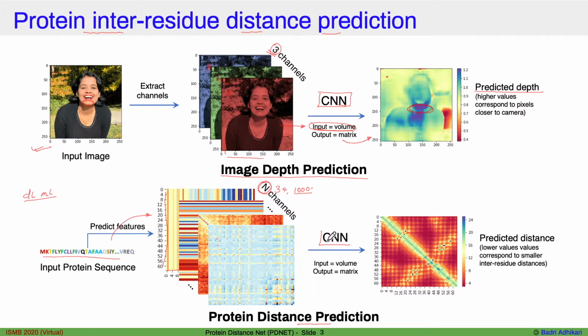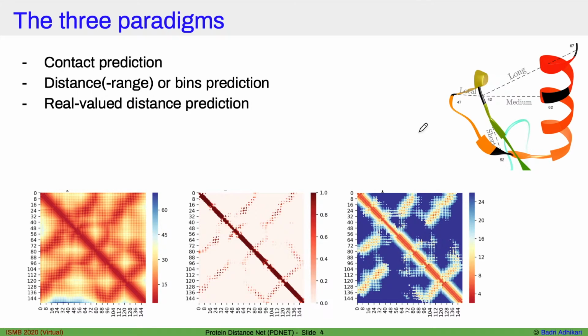Now the rest is similar. We are supposed to build a convolutional neural network model or any other deep learning model that takes as input this input volume and then produces an output matrix. Now instead of a depth matrix, what we have is a predicted distance map as the output, where each pixel represents the actual distance between every pair of amino acids in the sequence. Say for example, we have a protein structure that looks like this. And let's say here's a distance map that corresponds to this protein structure.